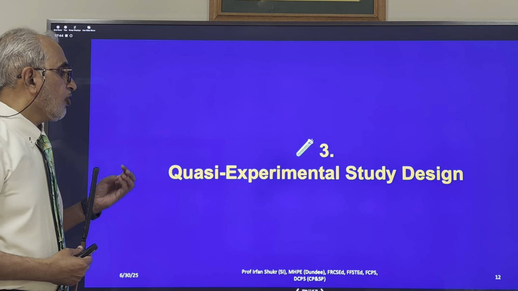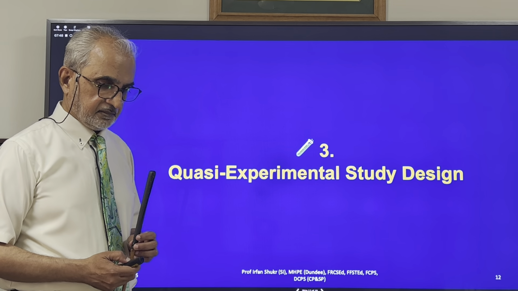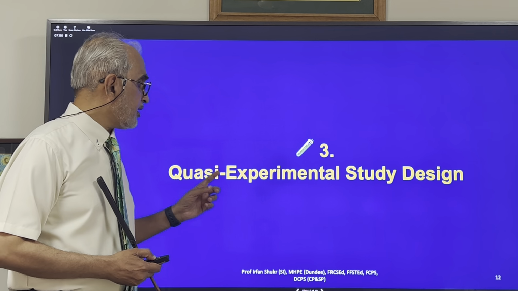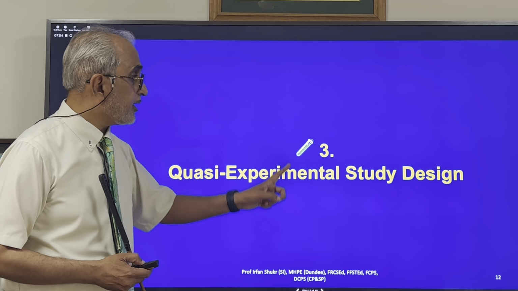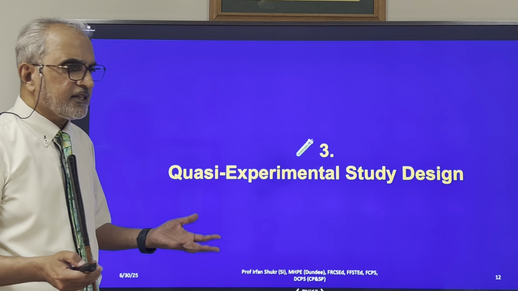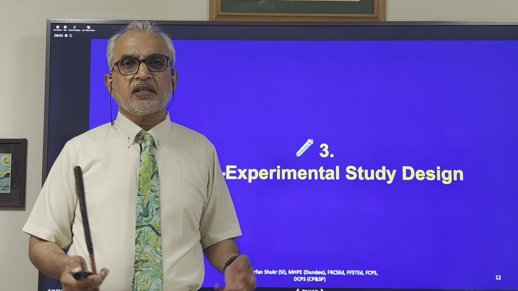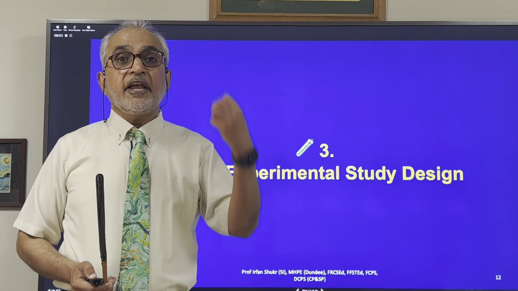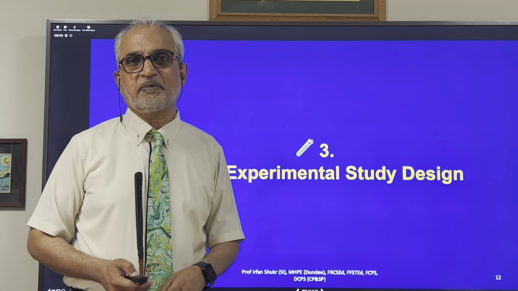The third is quasi-experimental study design. And we'll also understand how quasi-experimental study design is different from experimental study design. As we understand, in both of them, an experiment is done. It means one of the variables is changed intentionally by the researcher. Now that is the experiment.